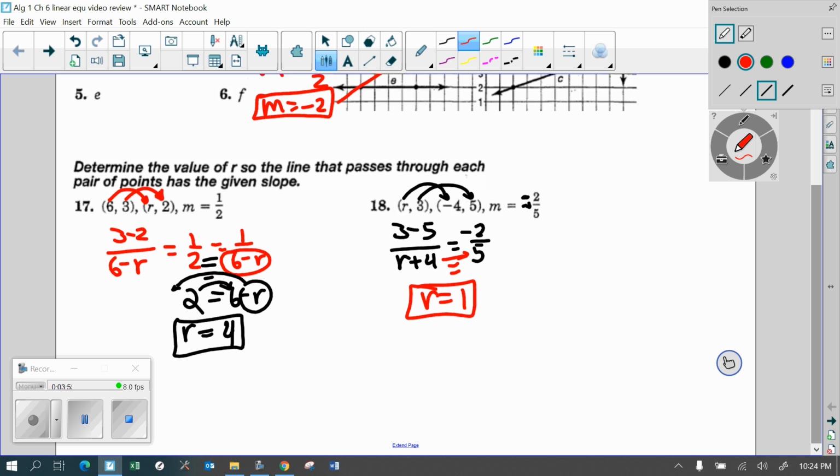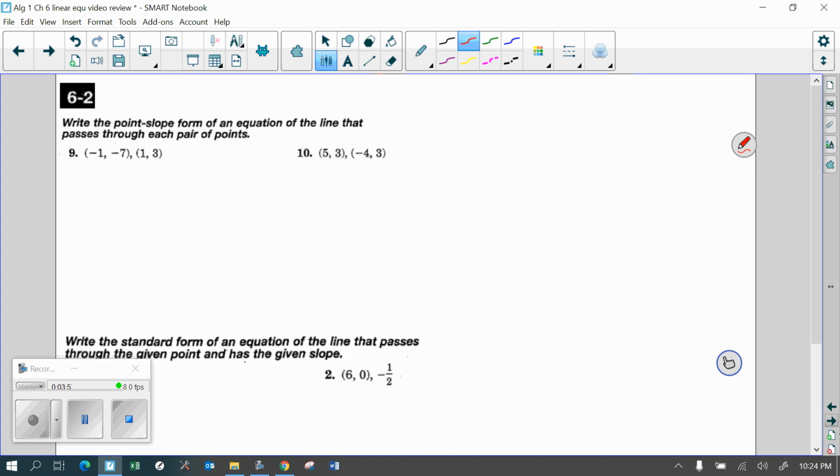Okay, very simple. All right, 6-2, write the point-slope form of the equation of the line. So you've got to remember point-slope form, or if you don't know, y minus y sub 1 equals m times the quantity x minus x sub 1. Because m is the slope, there's the slope part, and I'm given the point. A point is x sub 1 comma y sub 1. The x sub 1 comma y sub 1 is the point.